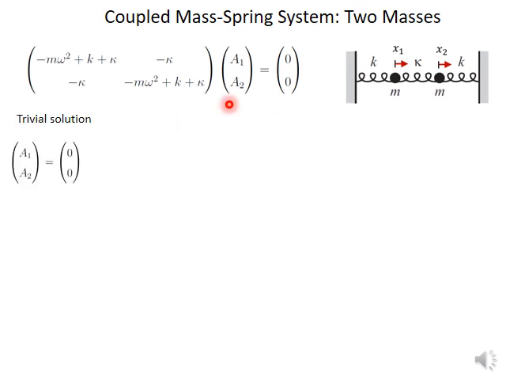Just by looking at them, you can multiply the inverse of this matrix on either side, and you would get your trivial solution, which is a1 and a2 equals 0. Of course, this is a trivial solution because it satisfies this equation. But this is not a very meaningful result, because this would mean that both these masses are exactly at their equilibrium position and they don't move. So not very interesting. Let's go to a more interesting solution.